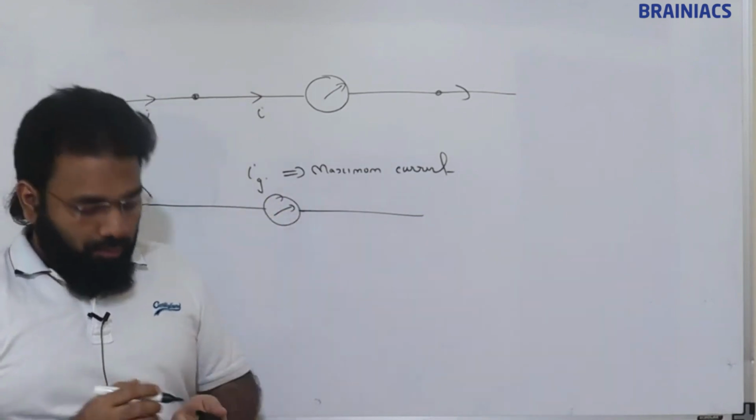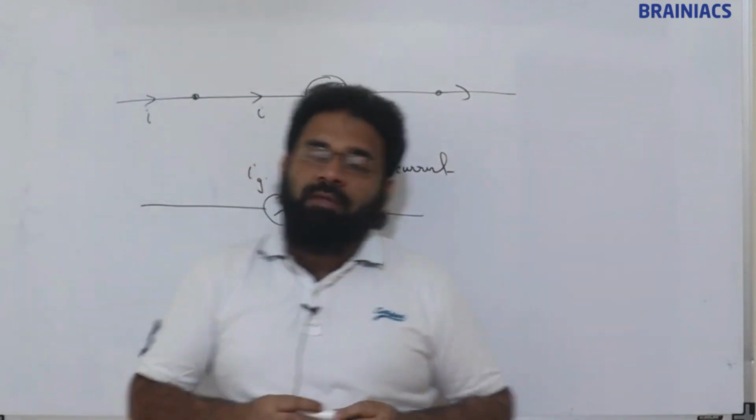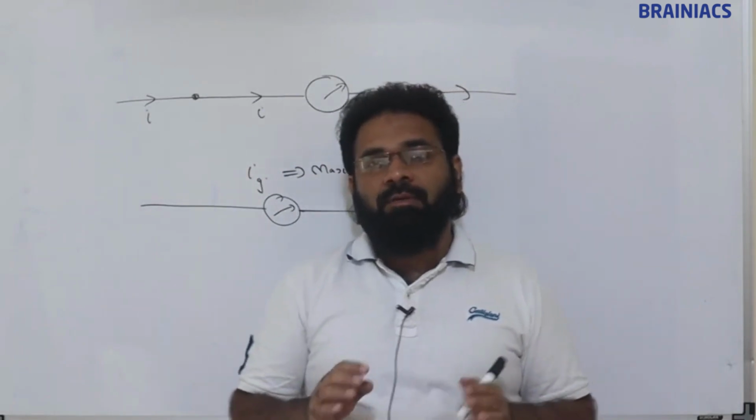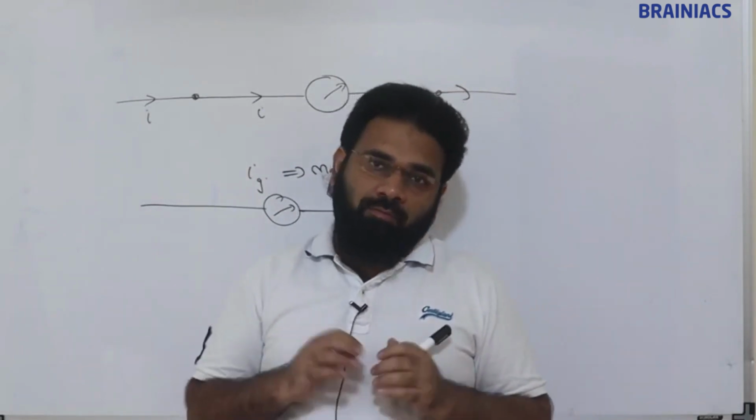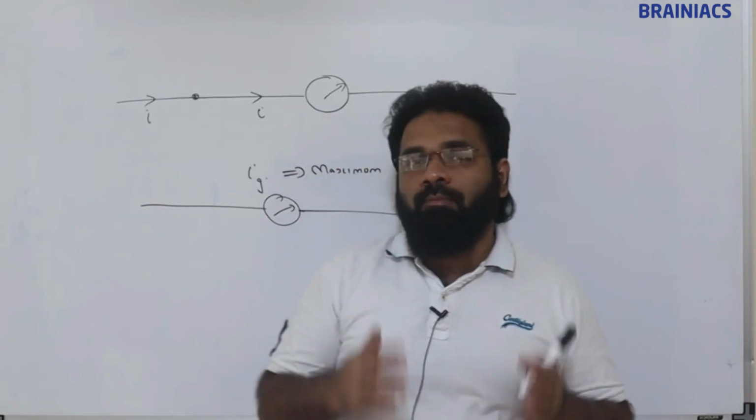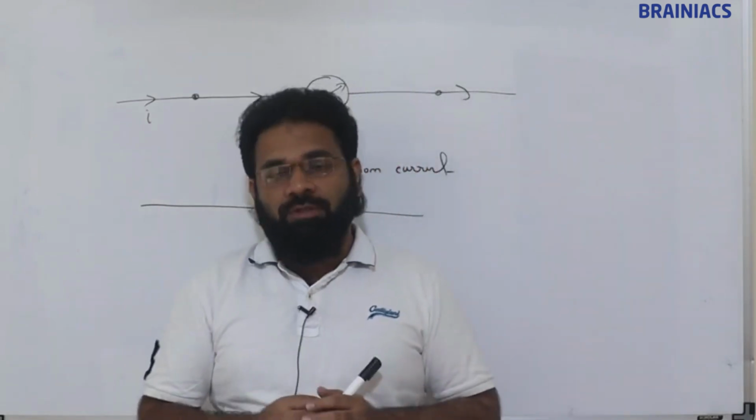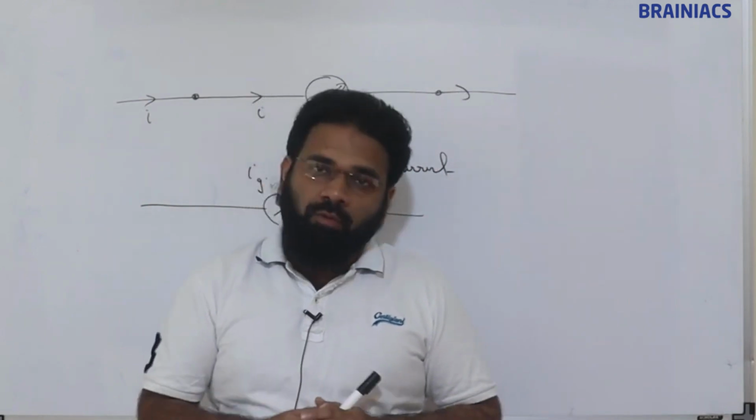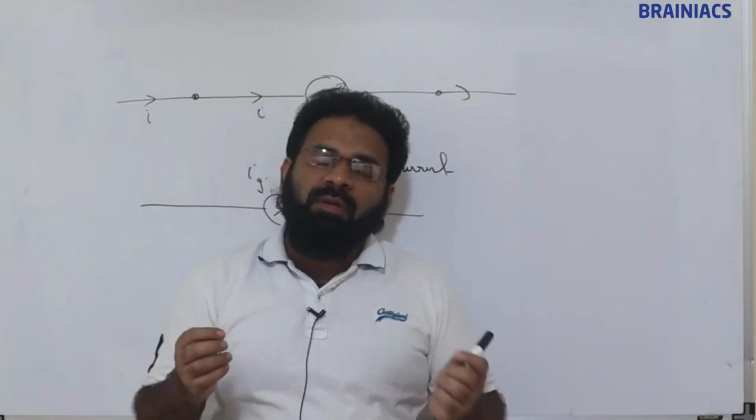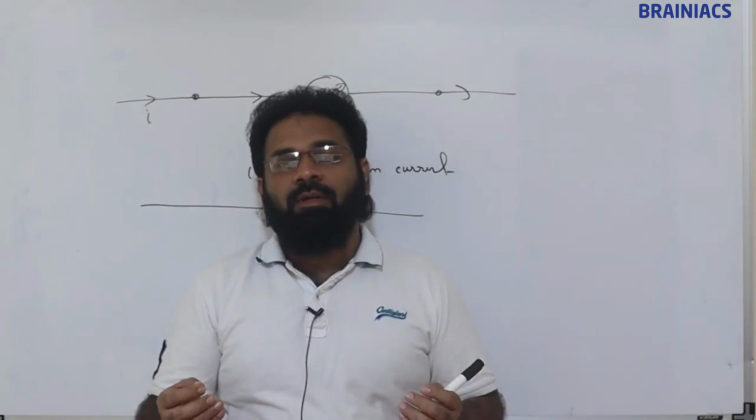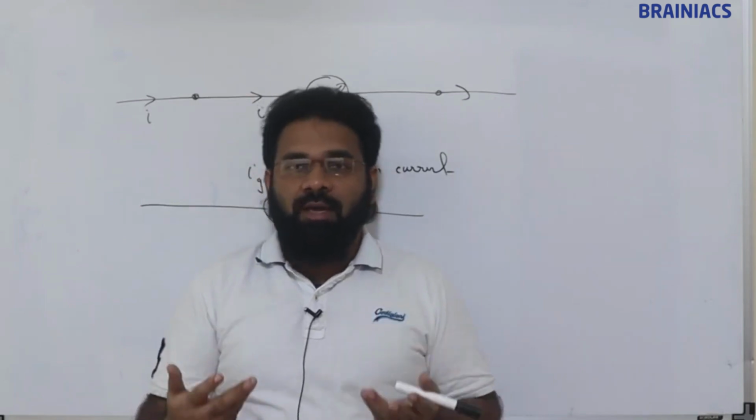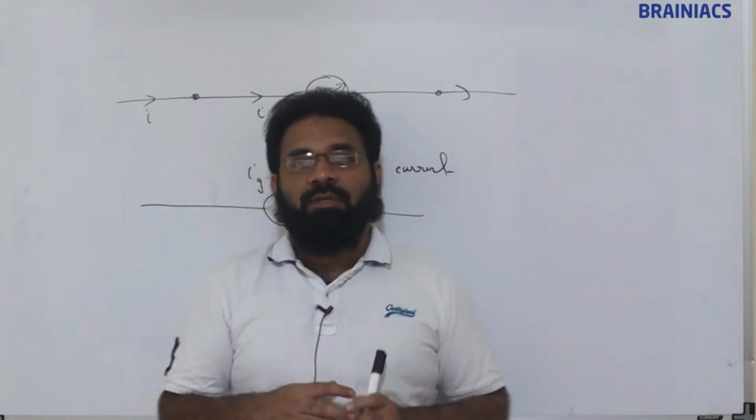Now our task is to measure a reasonable amount of current. We need to measure 1 ampere, 2 ampere, 3 ampere, 5 ampere, all this amount of current. So what can we do? We will do some modification in the galvanometer and use it as an ammeter. That we will see now.